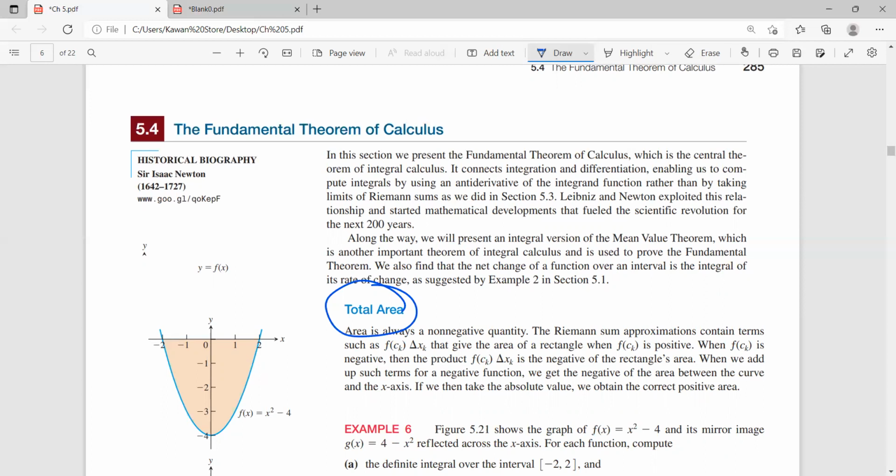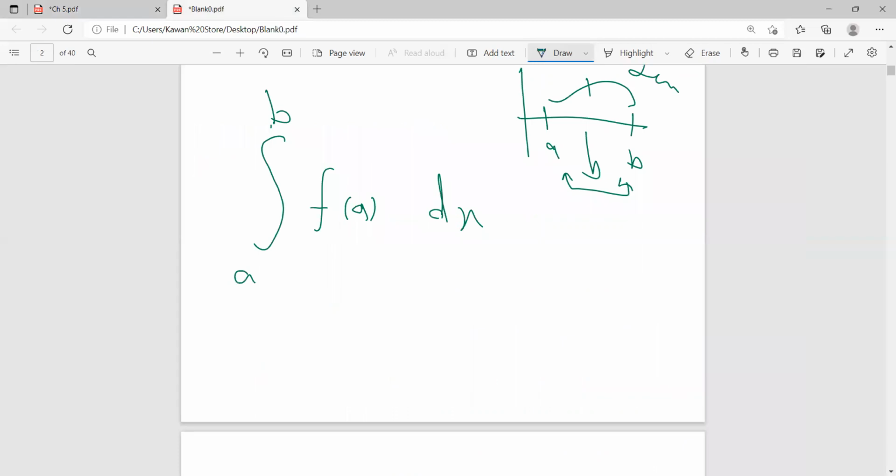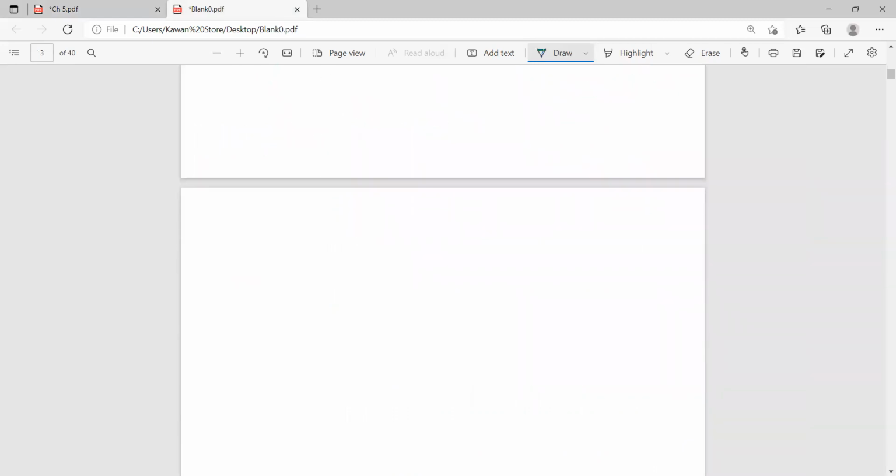Now I'm going to start with the first example. It's example number 6 here. You can see he says find the area of this one on this interval. So I have the function f of x is equal to 4 minus x squared. Okay, on where? On -2 and 2.